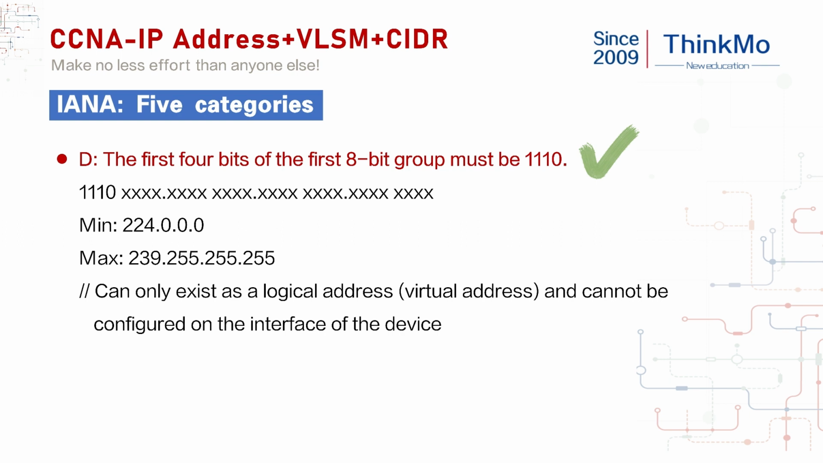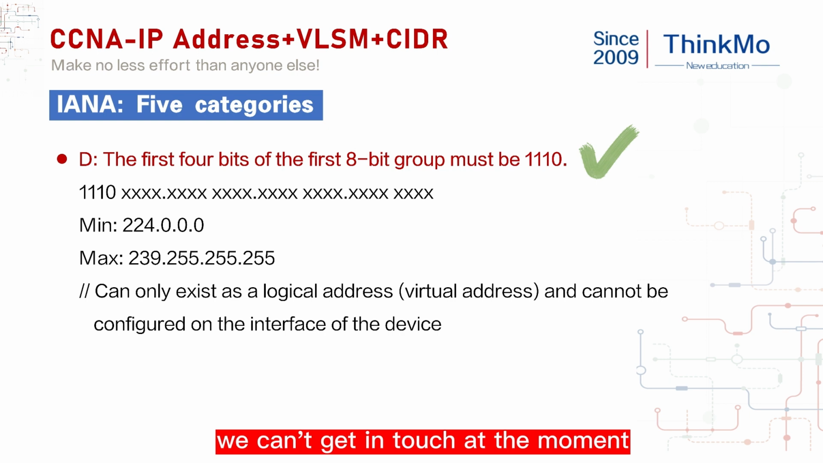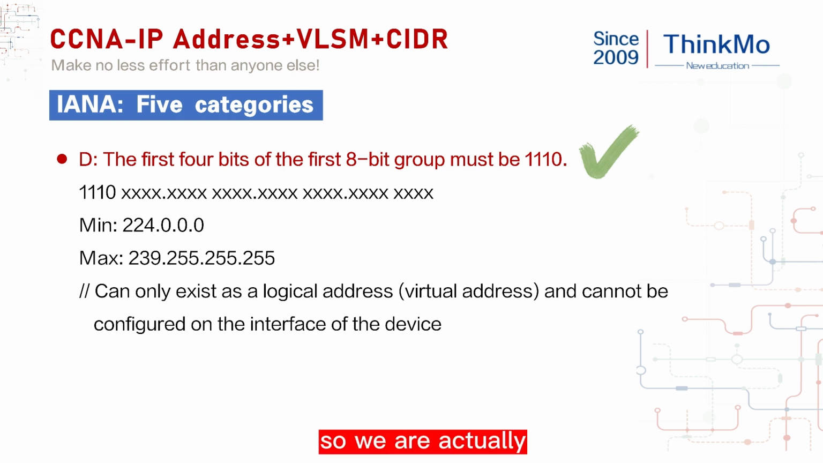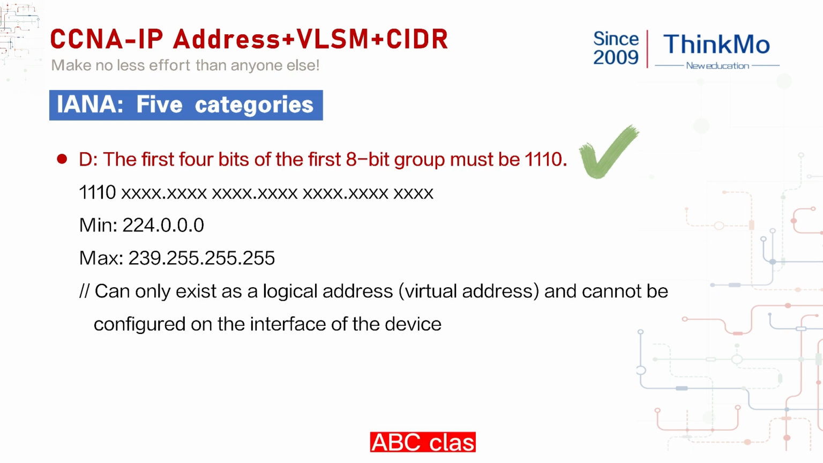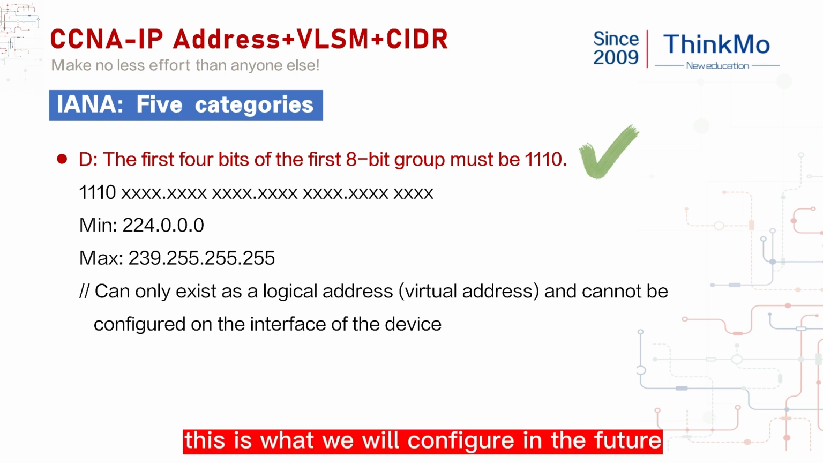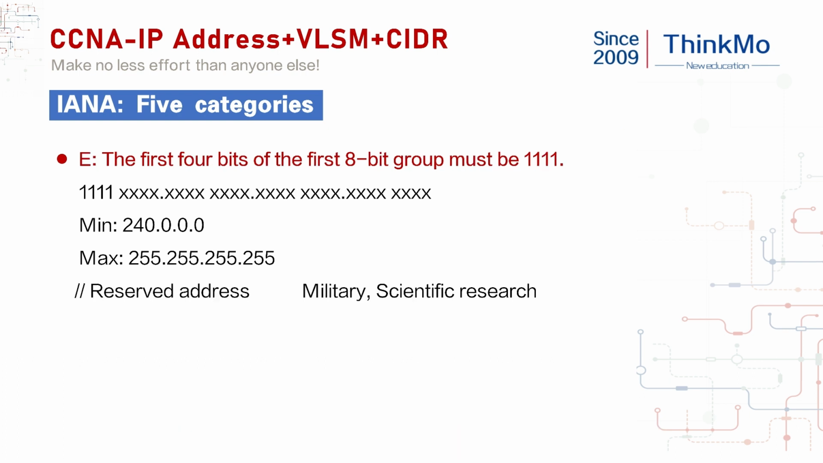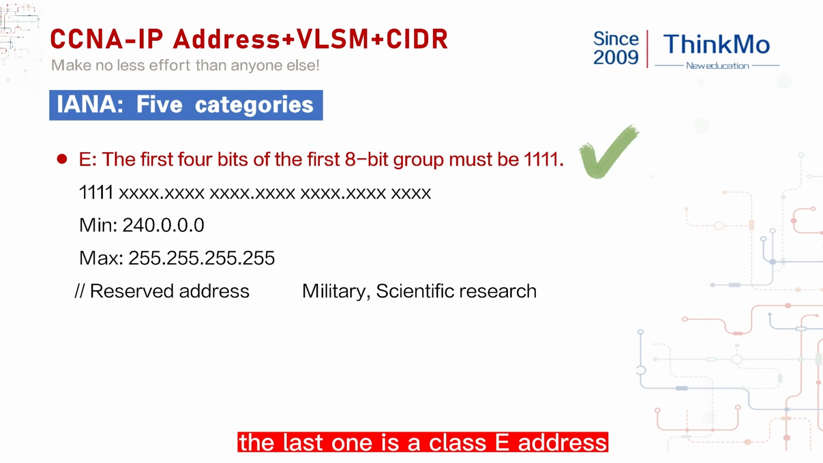Multicast is knowledge belonging to IE, which is slightly harder. We can't get in touch with it at the moment. So the most important now are the first 3 categories, ABC class. That is unicast addresses. This is what we will configure in the future. The last one is a Class E address.